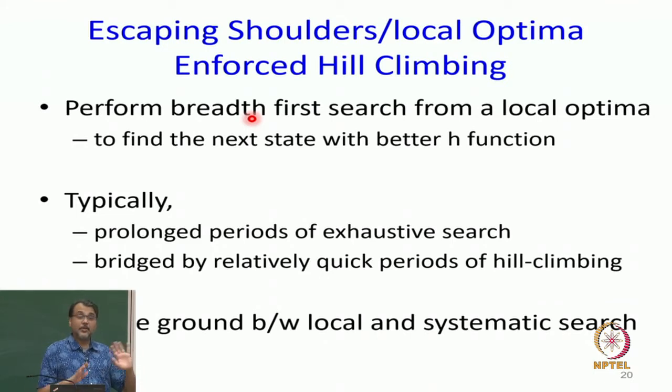So I do hill climbing, and I reach a local optimum. From that local optimum, I start doing breadth first search in all directions. I keep doing this breadth first search. What is going to happen is that at some point, if I do this breadth first search long enough, I will hit a state whose value is better than the root.